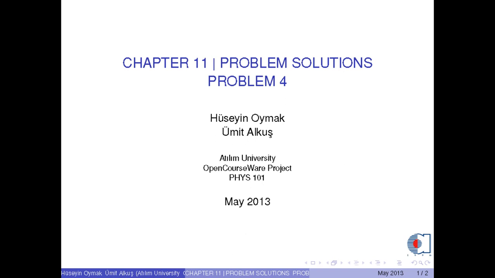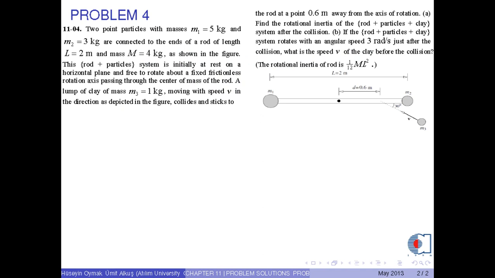In this video, we will solve one problem in Chapter 11. Two point particles with masses m1 equals 5 kilograms and m2 equals 3 kilograms are connected to the ends of a rod of length L equals 2 meters and mass M equals 4 kilograms. This rod plus particles system is initially at rest on a horizontal plane and free to rotate about a fixed frictionless rotation axis passing through the center of mass of the rod.